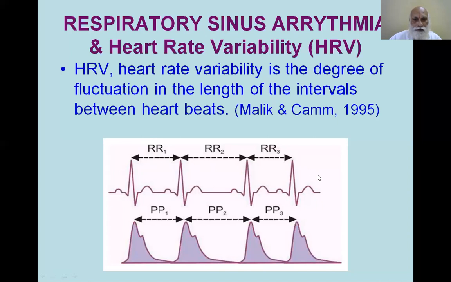So this is about the variation that you can see in the heart rates or the duration of the RR intervals. Now, heart rate variability is the degree of fluctuation in the length of the intervals between heartbeats. So you can see the fluctuation. This is long, this is short. So that's what is the fluctuation of the length of the interval, or RR intervals, between the heartbeats.